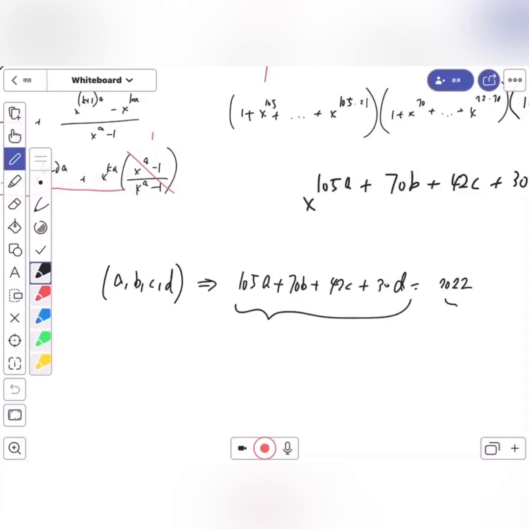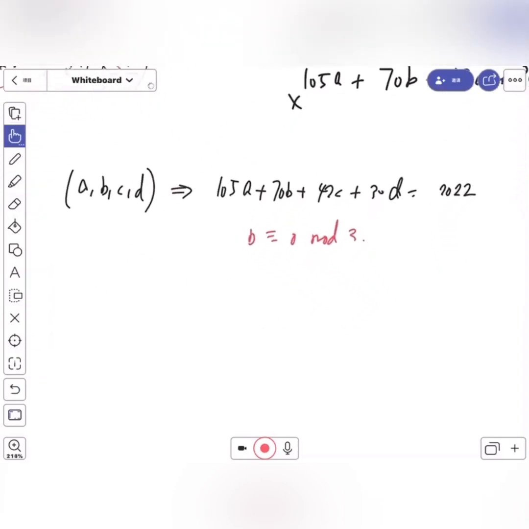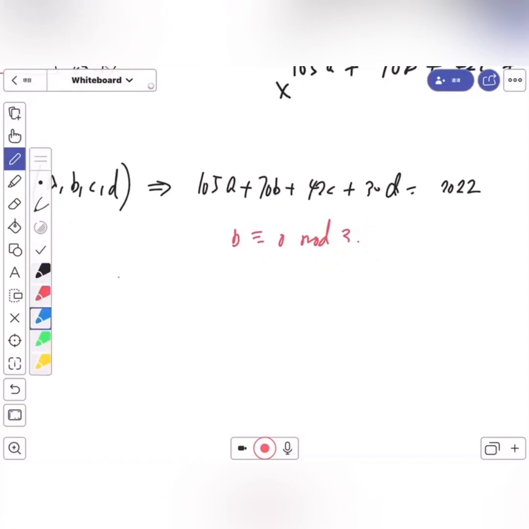both expressions mod 3. From mod 3, we can see that 105 is 0 mod 3, and 70 is 1 mod 3, and the others are all 0 mod 3 because 105, 42, and 30 are all divisible by 3. So for mod 3, we're just going to get B is congruent to 0 mod 3. So B is going to be divisible by 3. Now we're going to do a substitution. Let B be equal to 3k.